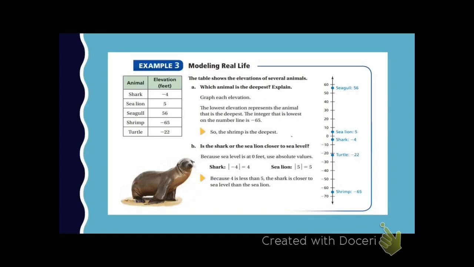Look at question B, where it says, is the shark, here's our shark, or the sea lion closer to sea level? Well, who's closer? Look at your chart. The shark is. He's at -4 feet. Even though he's below sea level, he's closer than the sea lion, who's at 5 feet above sea level. So because 4 is less than 5, the shark is closer to sea level than the sea lion.